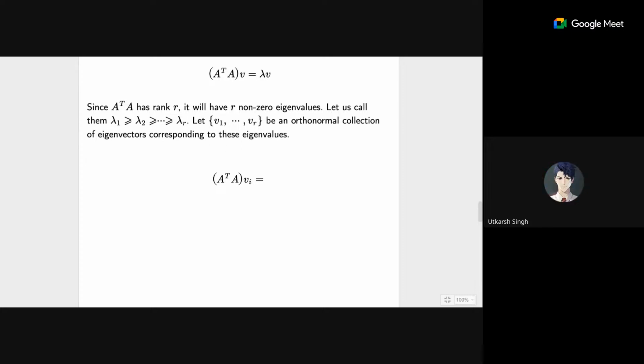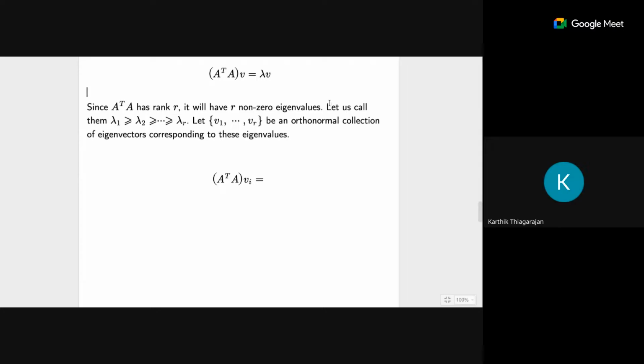But sir, A transpose A is symmetric, so symmetric matrices will always have distinct eigenvalues, no? Not necessarily. Symmetric matrices need not have distinct eigenvalues. They could have repeating eigenvalues. Symmetric matrices have something else, which we studied yesterday. They are orthogonally diagonalizable, so they will have an orthonormal basis of eigenvectors.